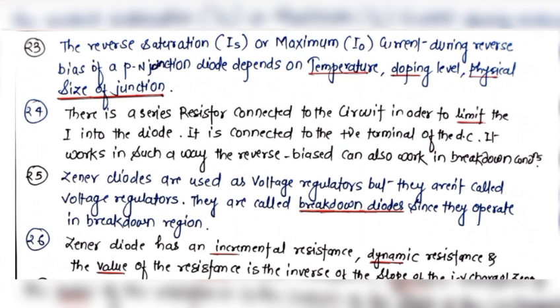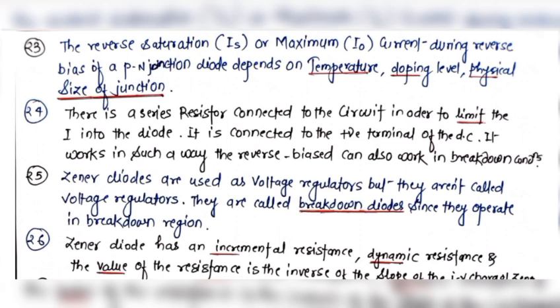There is a series resistor connected to the circuit in order to limit the current into the diode. It is connected to the positive terminal of the DC. It works in such a way that the reverse bias can also work in breakdown conditions.